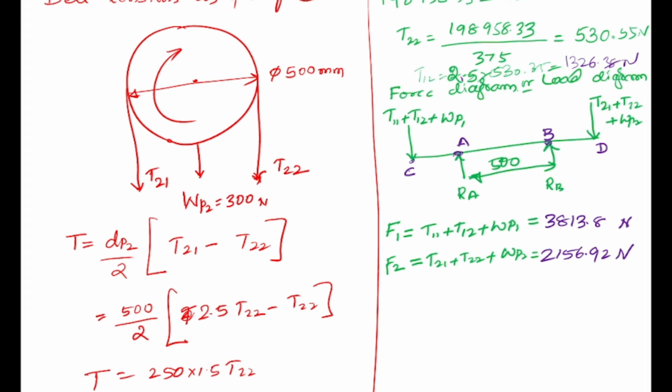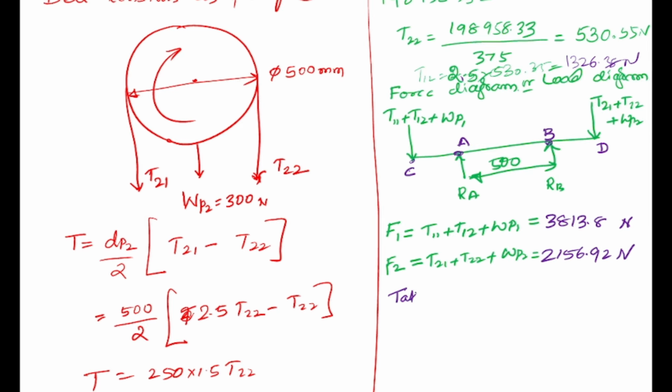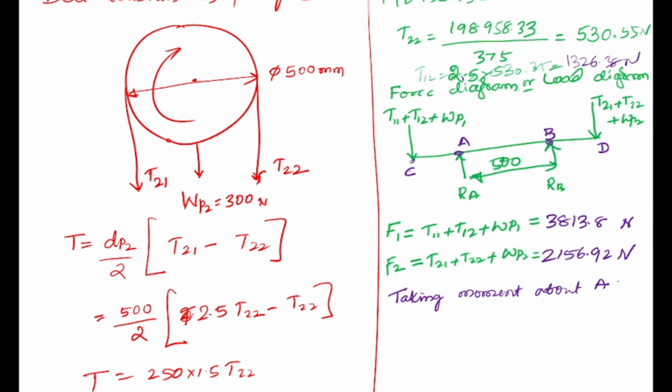I am going to take a moment about A and equating it to 0 for equilibrium condition. So we are taking moment about A and equating it to 0 for equilibrium condition.